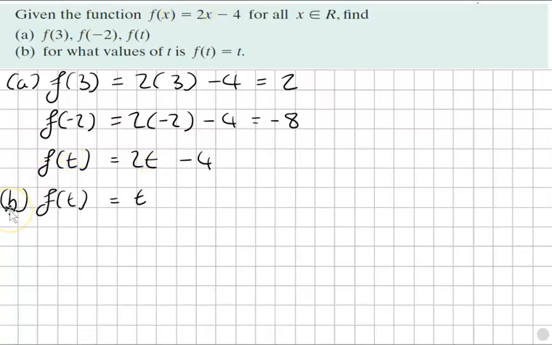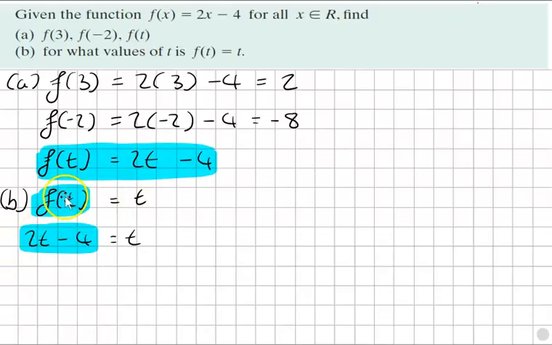And then part B, we're interested in the values of t where f of t is equal to t. So we let f of t equal to t. And then we replace f of t with 2t minus 4 because we worked that out in part A. So we have 2t minus 4 is equal to t, and then we just solve for t. So we get 2t minus t is equal to 4. So t is equal to 4.